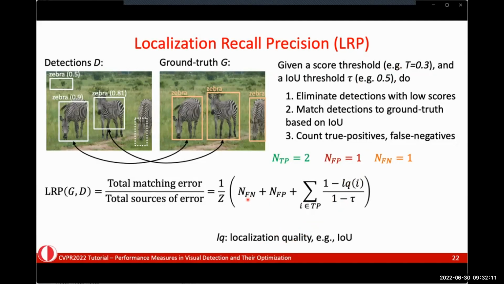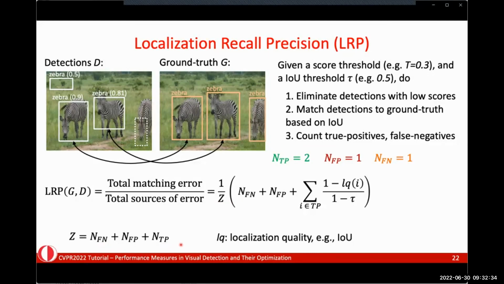The sum of all matching errors is divided by Z, which is the sum of all total possible error or total sources of error, which is the summation of false negatives, false positives, and true positives.